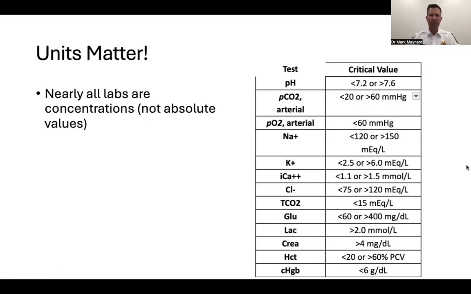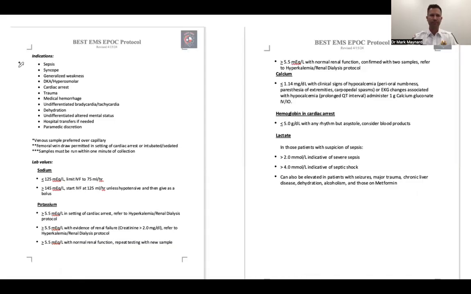But remember, when you're looking at all of these units, you can see here, for example, potassium is in milliequivalents per liter. And so it's always a concentration. It's a mass per volume, or particles or millimoles per volume.